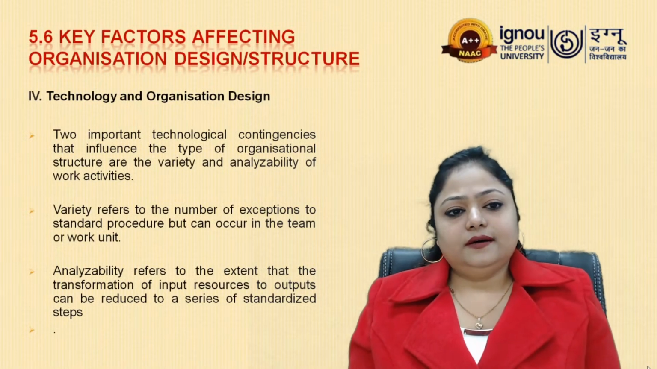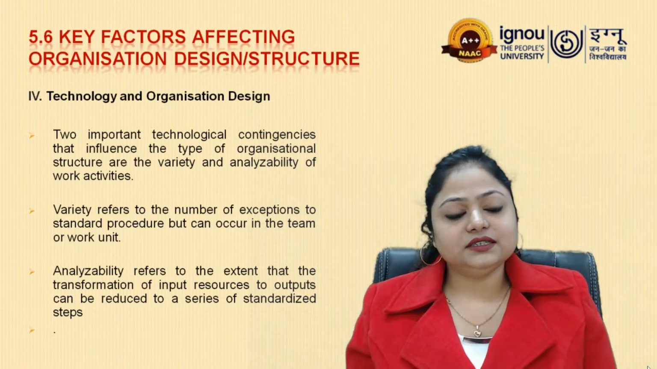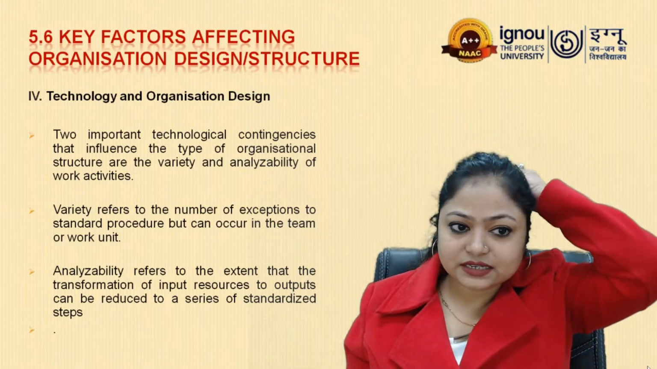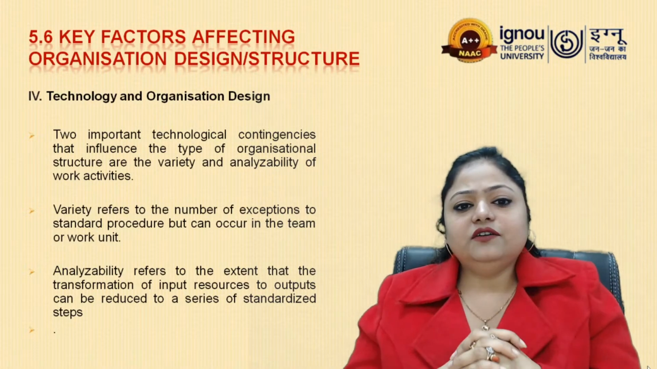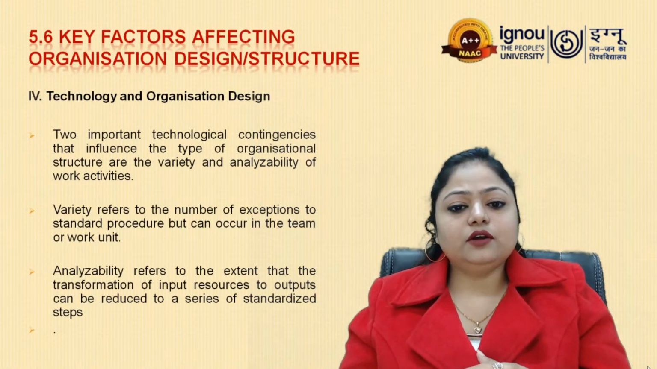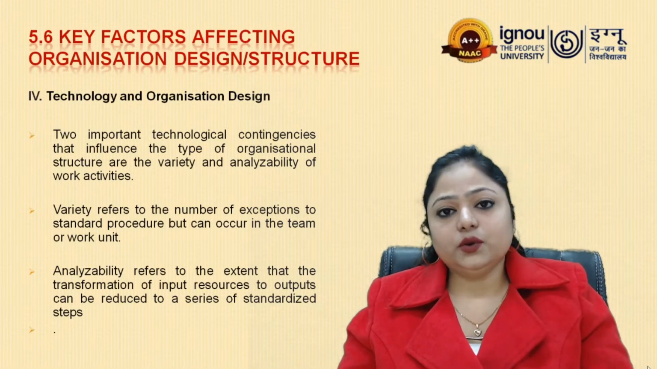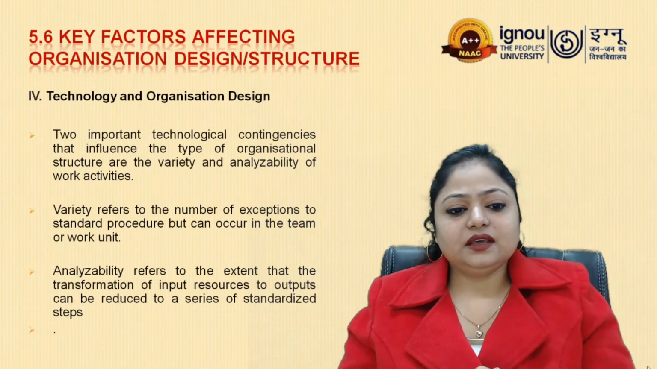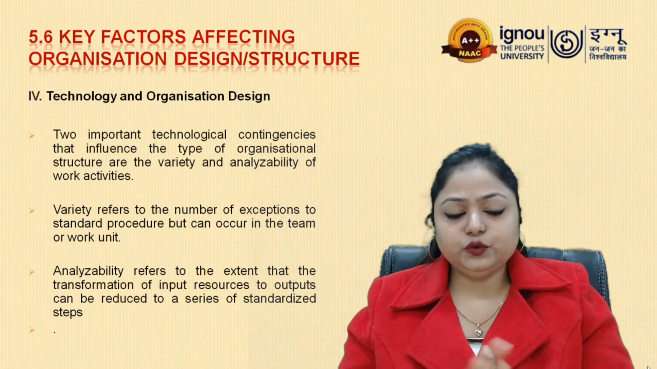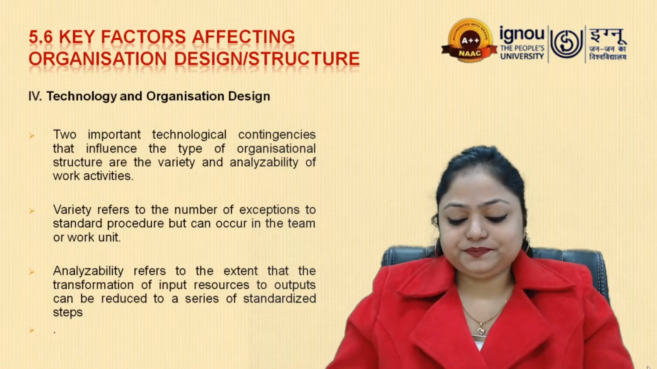Then the fourth approach or key factor considered while designing the overall organization is technology. The two most important technological contingencies that influence the type of organization structure are variety and analyzability of work activities. Variety refers to the number of exceptions to standard procedure that can occur in the team or work unit. Analyzability refers to the extent that the transformation of input resources to output can be reduced to a series of standardized steps.